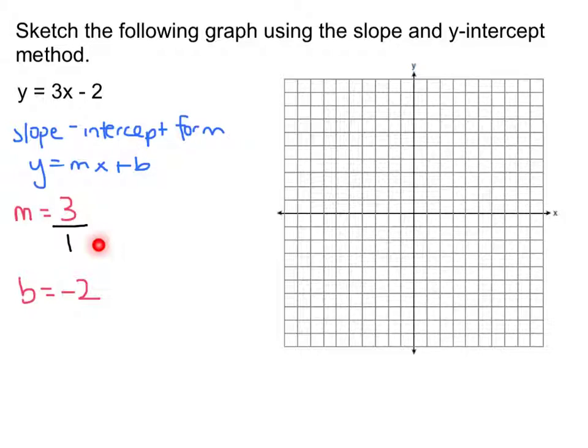So if I'm going to calculate the rise over run, I can now point out with the slope that the numerator is positive, which tells me to go up 3 units, and the denominator is positive as well, which will tell me to go right 1 unit.